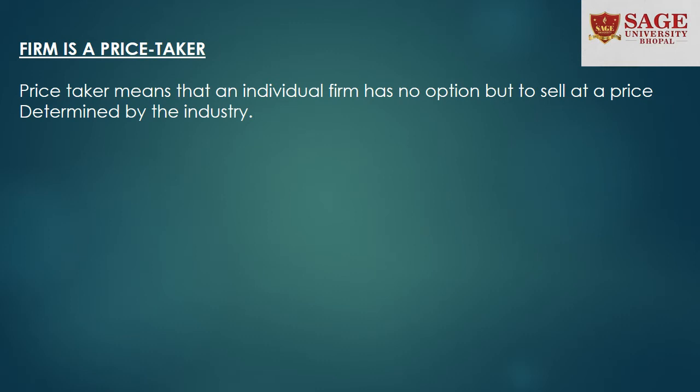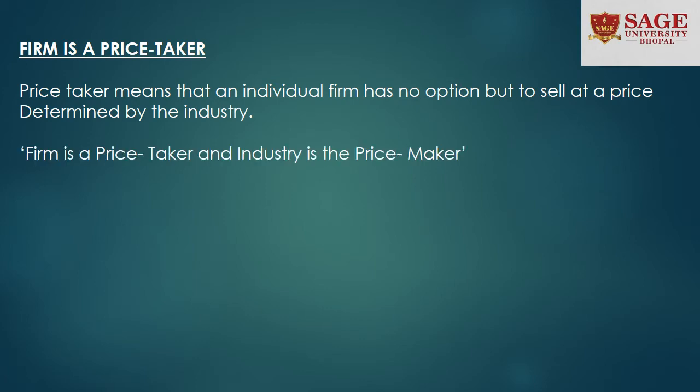So, firm is a price taker and industry is the price maker. Each firm has to accept the price as determined by the market forces of demand and supply. Price is determined at a point where market demand curve intersects market supply curve. Let us understand this through a graph.